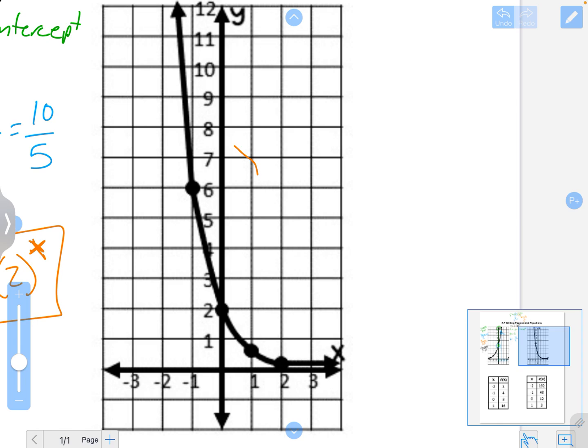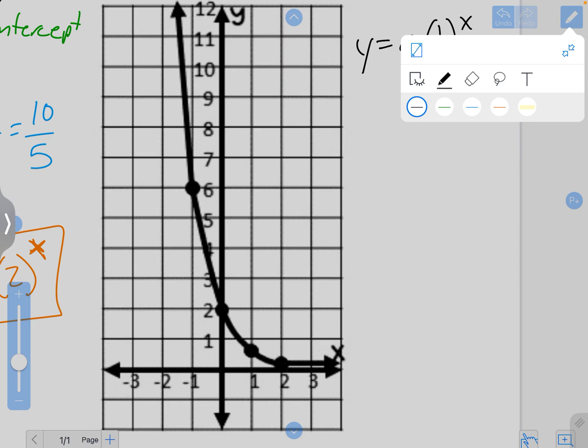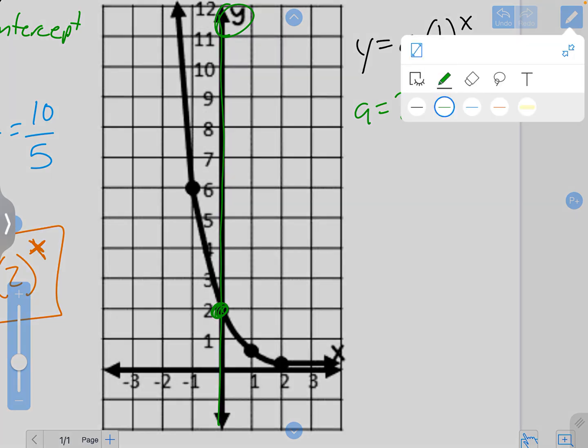All right, so let's look at this graph. So again, our equation is y equals a times b to the x. So we need to find our a first. So again, we look at the y-axis. So where does this line cross the y-axis? So it crosses it at 2.